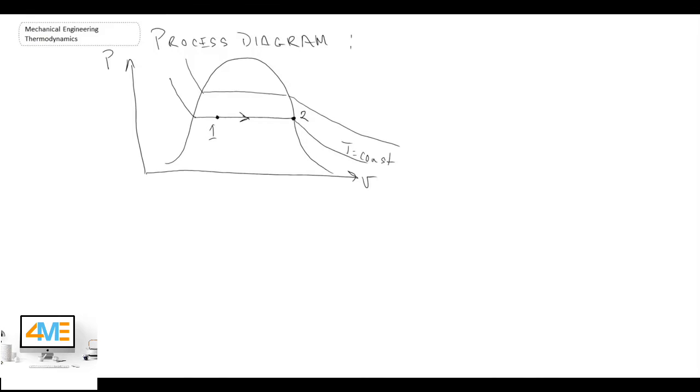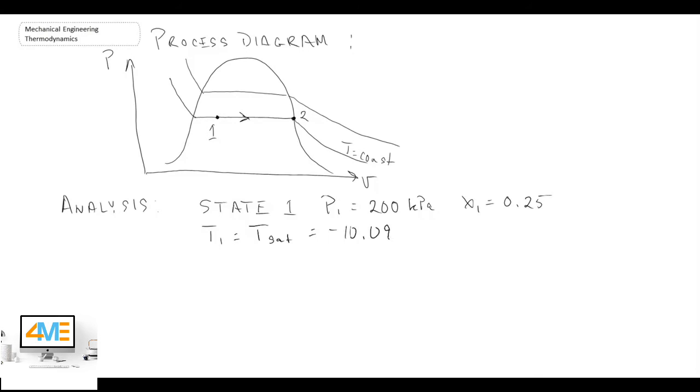What we'll do now is go through analysis determining the initial volume, the work done, and the total heat transfer. So we know state 1. We can then go in and determine property data using tables in the back of your textbook. We're in the two-phase region, and so it turns out that the temperature at 200 kPa for R134A in the two-phase region has a saturation temperature equal to minus 10.09 degrees Celsius. So that is the temperature of our system at state 1.